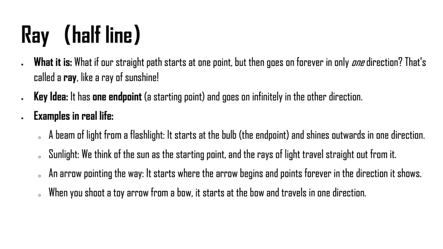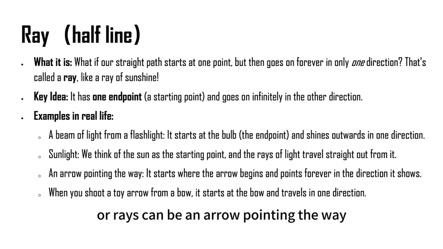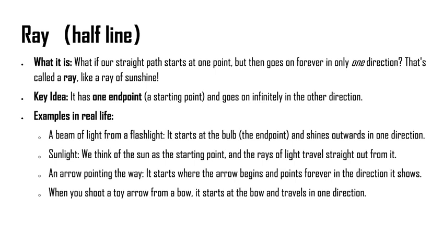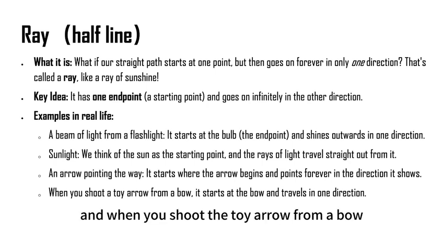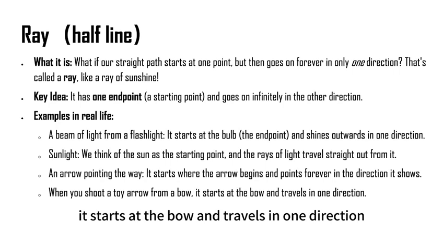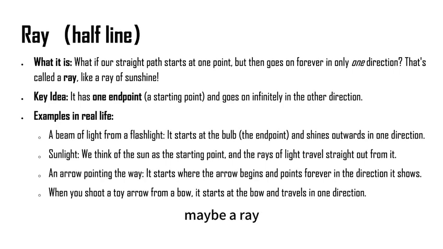Or rays can be an arrow pointing the way. It starts where the arrow begins and points forever in the direction it shows. And when you shoot a toy arrow from a bow, it starts at the bow and travels in one direction, maybe a ray.